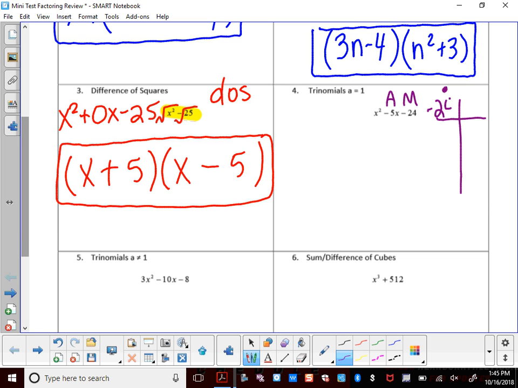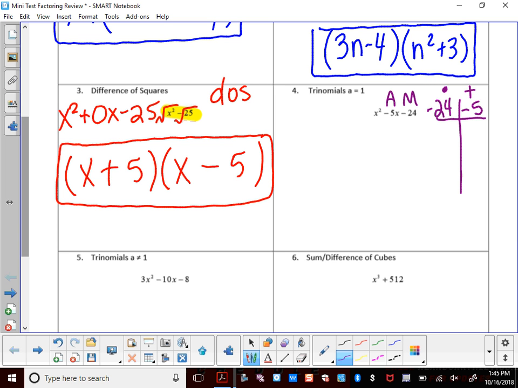Negative 24. Remember, it's AM, MA, right? So, two numbers that multiply to give me negative 24 and add to give me negative 5. Look at your factor chart or use your calculator. If you forget how to do it in your calculator, you're going to look to see what you have to multiply by and put that number divided by x.